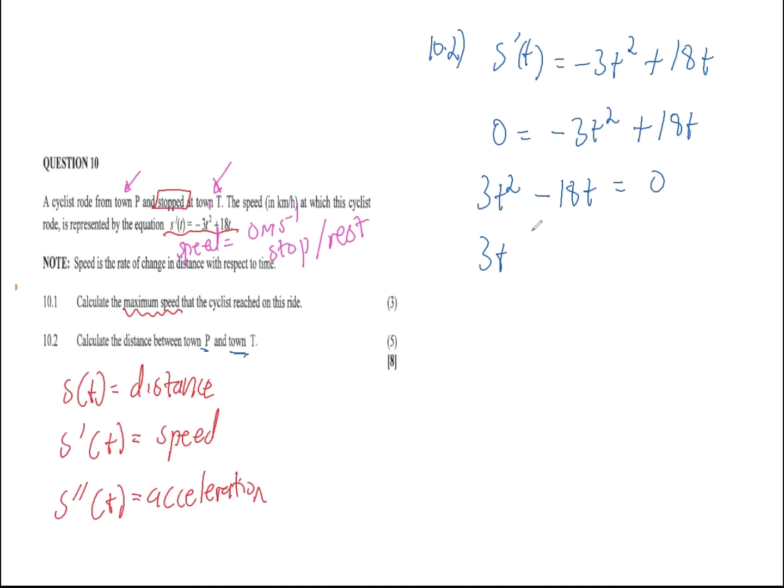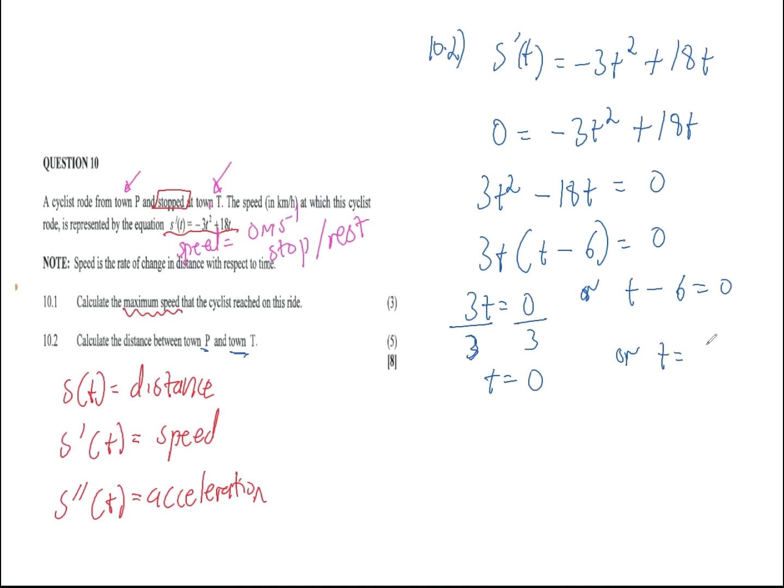Factor out 3t. It's a common factor between the two. And then we have t minus what? 6 is equal to 0. So we're going to end up with 3t is equal to 0 or t minus 6 is equal to 0. Where we would have to divide by 3 both sides here, and then t would still be equal to 0, or t would be equal to 6 hours. Now, obviously, the 0 represents that initially when he starts at town P, he would have been stationary before he starts cycling. And then 6 hours, that's when he reaches town T and stops there.